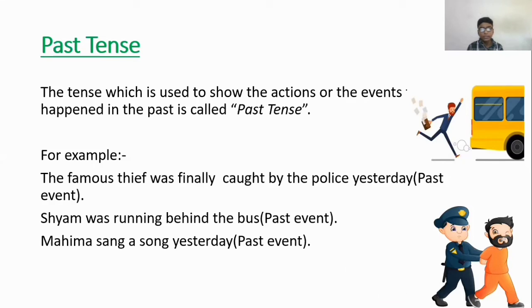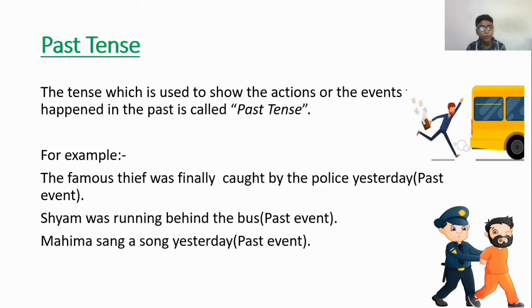The tense which is used to show the action or the events that happened in the past is called past tense. For example, the famous thief was finally caught by the police yesterday. So here we are talking about the thief that was very famous and it was caught yesterday. The event has been completed yesterday and its outcome has also come yesterday. So everything which happens in the past comes under this category.